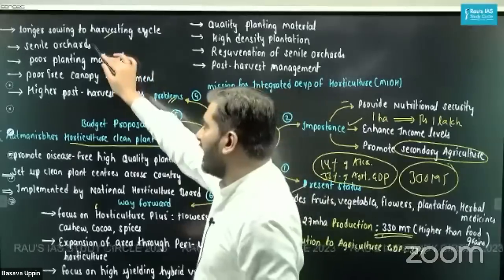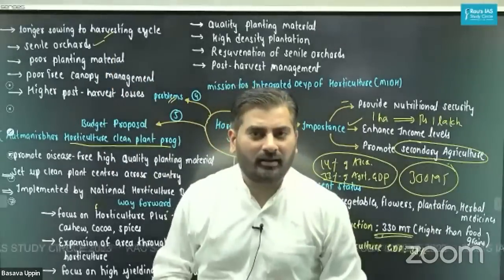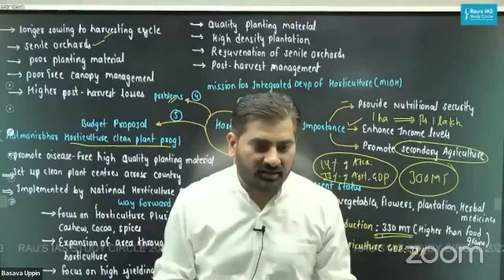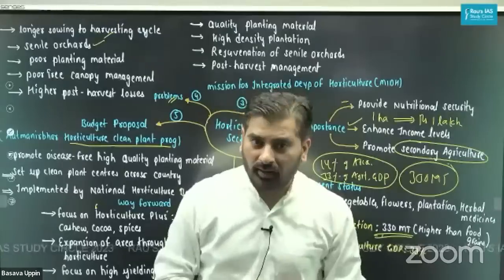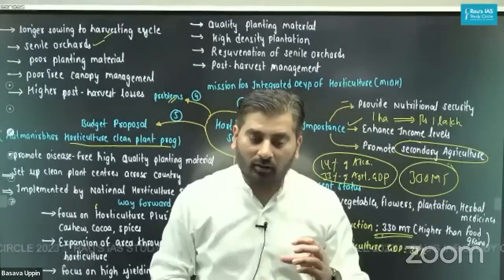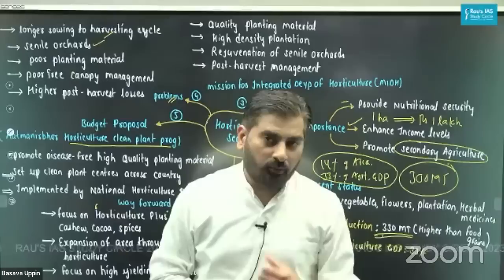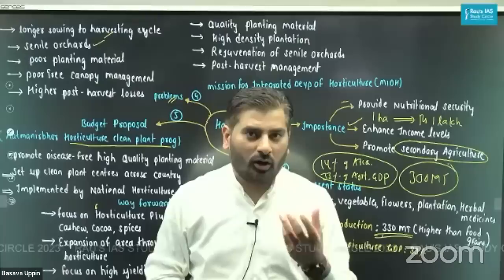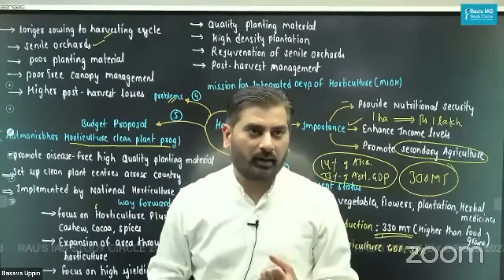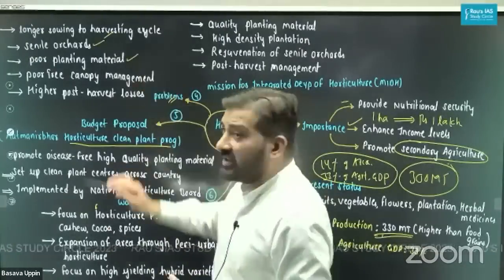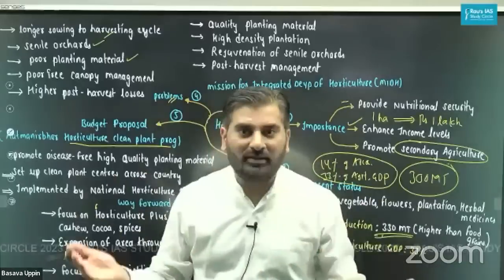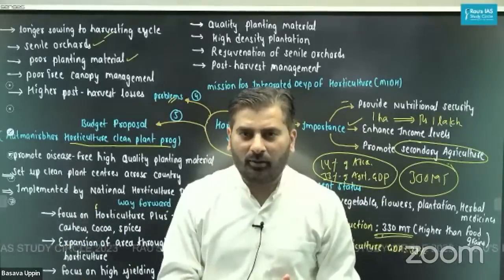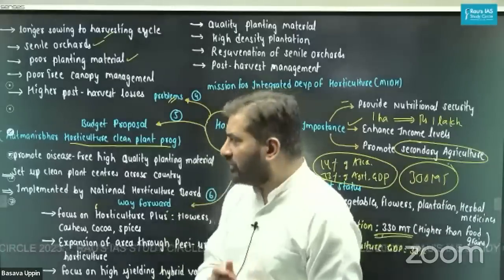Second is senile orchards. What is senile? Senile means old orchards. So whatever horticulture orchards we have in India, they are very old. Since they are very old, the technology they are using for producing horticulture crops is very outdated. That is why the yield of the orchards is very low. The quality of planting material is very poor. Even though we have set up nurseries across India to provide good planting material, we have not been able to provide good planting material to the farmers.